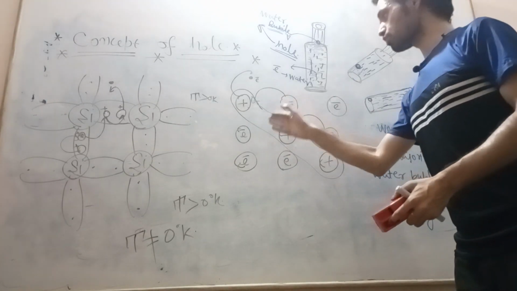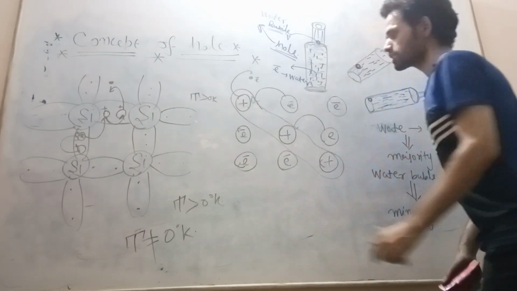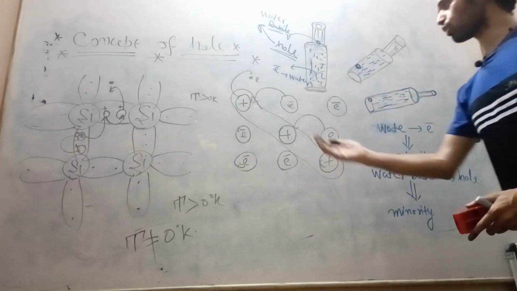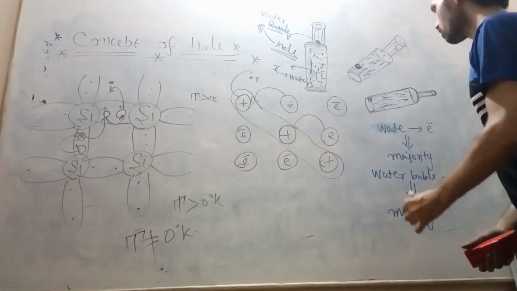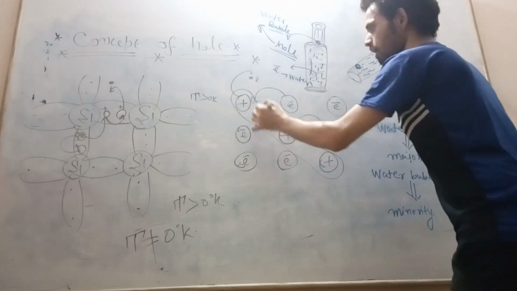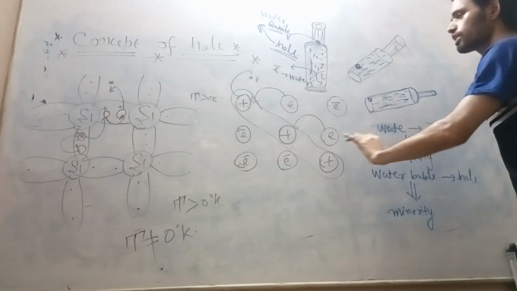Therefore, the current in the valence band is due to this hole. Okay, so which is just nothing but the movement of positively charged empty states. So hole is nothing but these positively charged empty states, which are moving in the valence band.